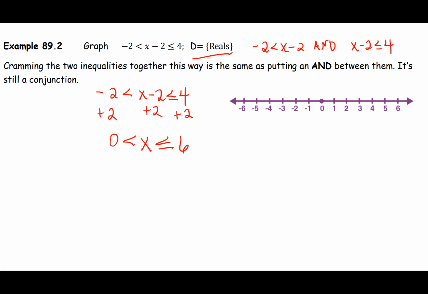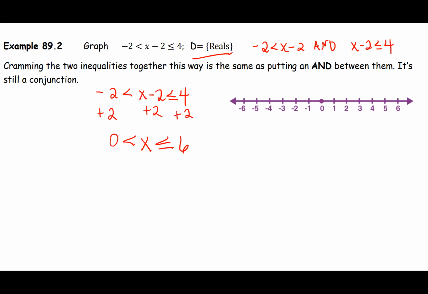So we're graphing all the real numbers that are between 0 and 6, not including 0. So this basically says x is between 0 and 6. It could be 6 because it's less than or equal to 6, but it can't be 0 because it's got to be greater than 0. 0 is less than x.